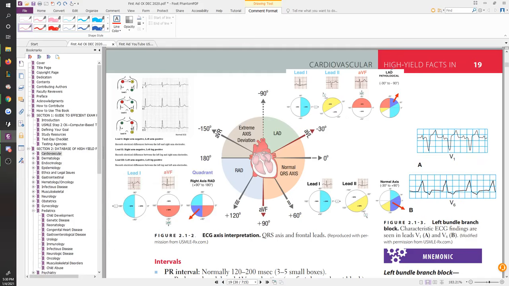So this one here on the top is showing LAD, left axis deviation, which is always a pathological thing. You see the red arrow they have. You can see how the colors have shifted, right? So compare everything you see in here to the normal axis, which is this one. You're supposed to have lead 1, which is the blue, and lead 2, which is the yellow. When they overlap each other, you get this purple area, which is your normal QRS axis, right?